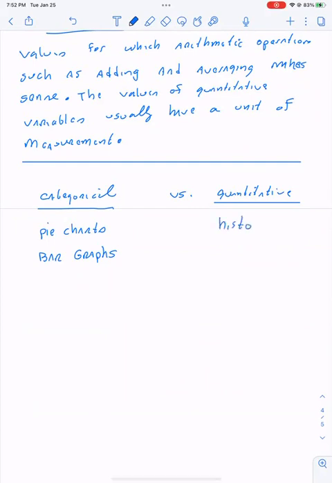But yes, one of them is a histogram. There's also a dot plot. There's a stem plot, oftentimes called a stem and leaf plot. Those are the three that we're going to be using in this course. I don't think we're going to be using anything else.